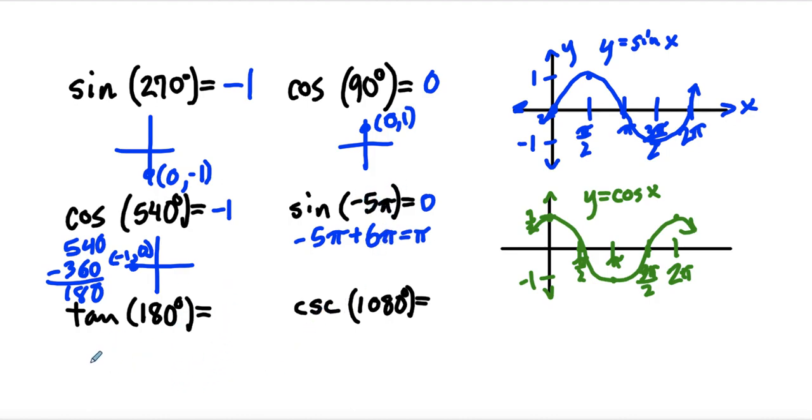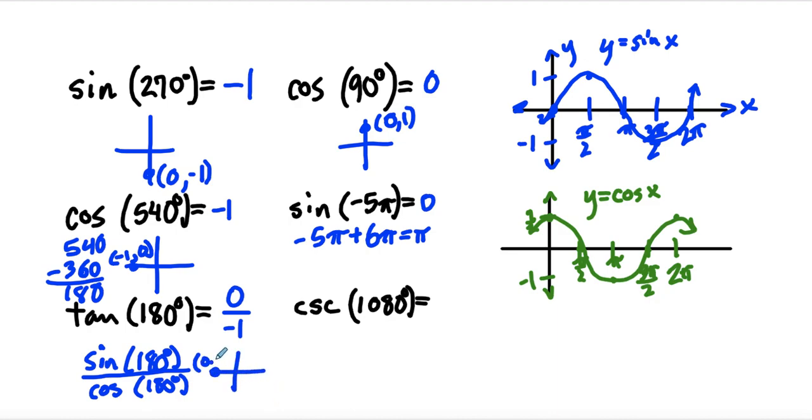Okay, moving along. Tangent has to be sine over cosine, so you just need to look at both sine and cosine. Going back to my graphs, I see that sine of 180 is 0, and cosine of 180 is negative 1. Remember, I can also always go to that coordinate point, which would be negative 1, comma, 0. That would help me solve this. So this is just equal to 0.